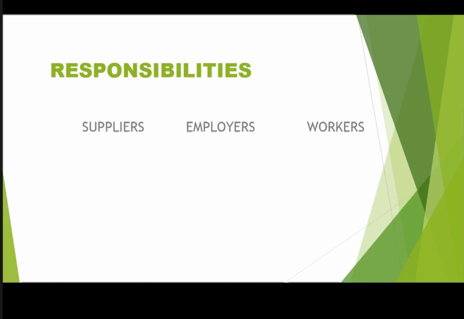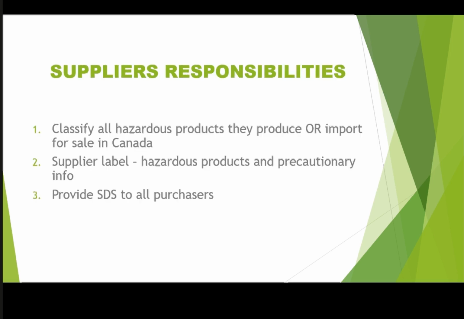Responsibilities. Suppliers, employers, and workers have responsibilities, and these very closely mimic the responsibilities you'll find in the Occupational Health and Safety Act. Suppliers' responsibilities. They are responsible to classify hazardous products that they produce or that they import for sale into Canada. They have to provide the supplier label on hazardous products and provide precautionary information. They also must provide safety data sheets to anyone who purchases their products.